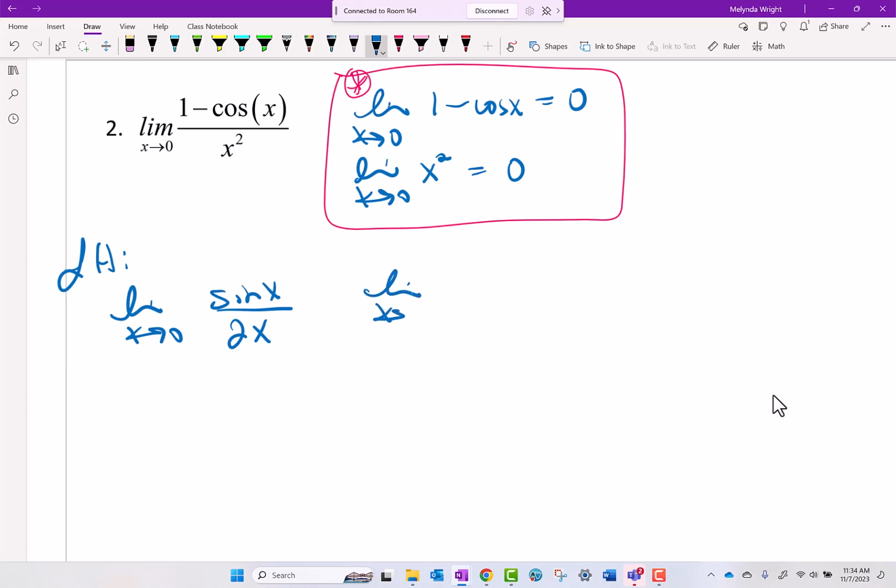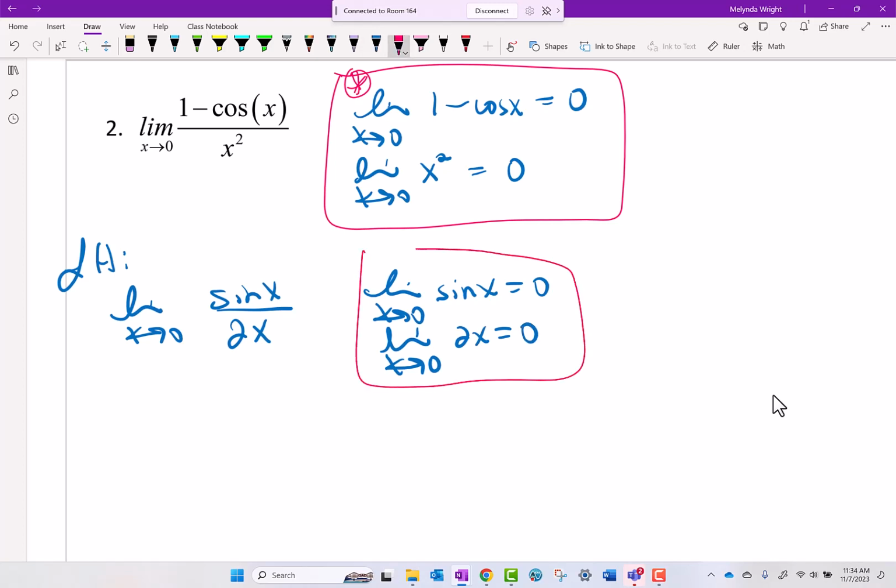Of course, we'd have to write this again. The limit as x goes to 0 of sine x is 0. And the limit as x goes to 0 of 2x is 0. Again, required. So yes, we can use L'Hopital. I'll write LH again.